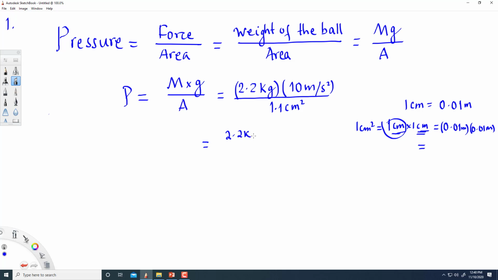That means we have 2.2 kilogram on the top, 10 meter per second squared on the same side, and on the bottom we have 1.1 centimeter squared, times 0.01 times 0.01. Okay, this is just the conversion, and the unit becomes meter squared.